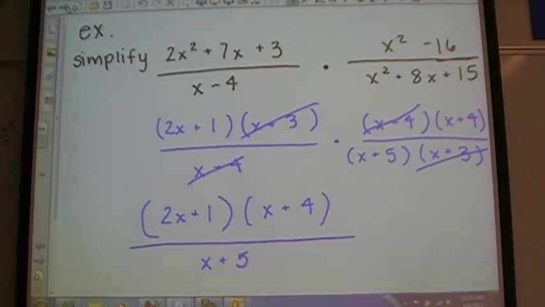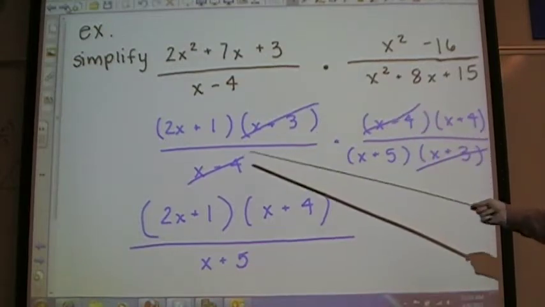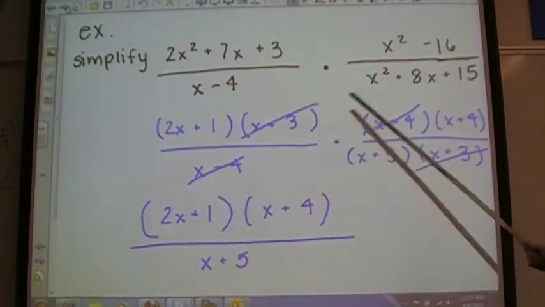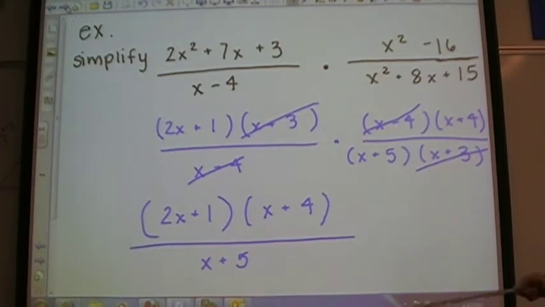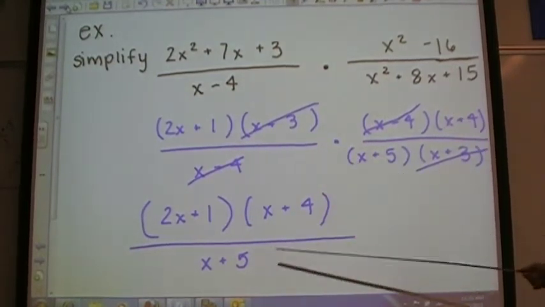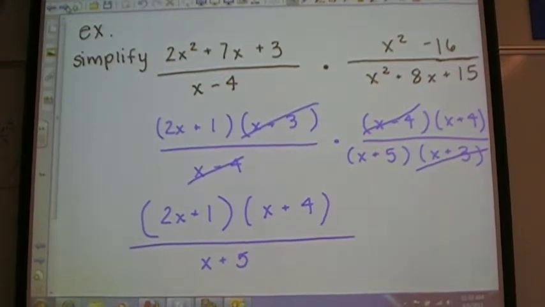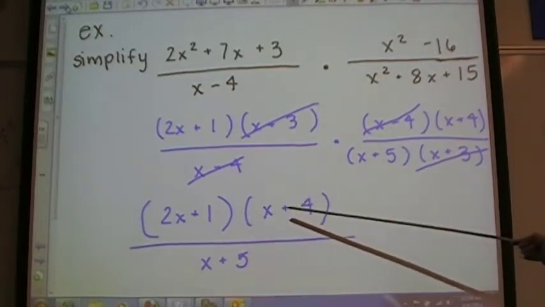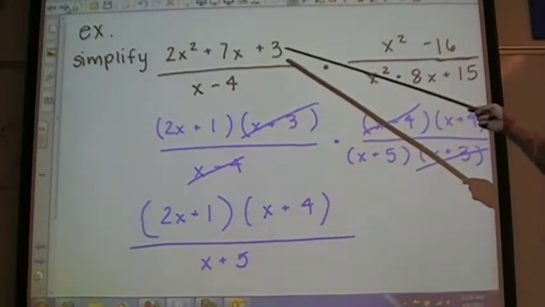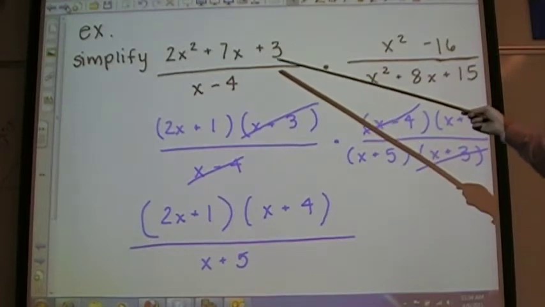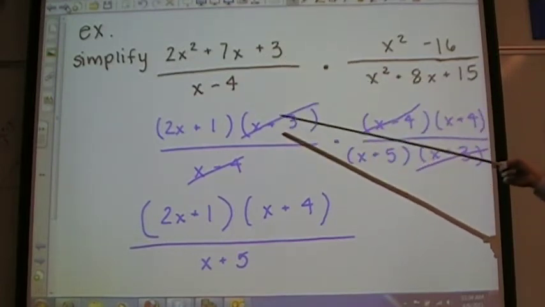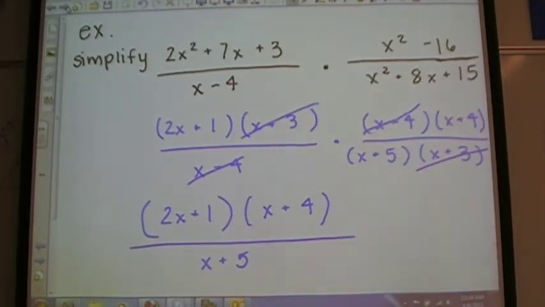And then from there you just divide out the common factors. x minus 4 divides out with x minus 4. x plus 3 divides out with x plus 3. Your final answer is 2x plus 1 times x plus 4 over x plus 5. You don't have to FOIL that. You can, but you don't have to. It's probably better to leave it in factored form because we start in standard form and then from there we go to factored form. That's how we tell if things divide out or not.